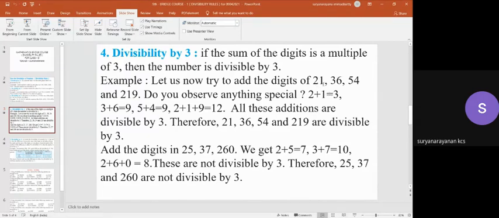Now come to this number 21. In this number, what are the digits? 2 and 1, sir. Very good. If we add these two digits, what will you get? 2 plus 1 is 3. Is this number 3 a multiple of 3 or not? Multiple means you will get this number in the 3 table. Yes, sir. 3 ones are 3. Yes or no? Yes, sir. Similarly, if you take the next number, 36, is this number divisible by 3?